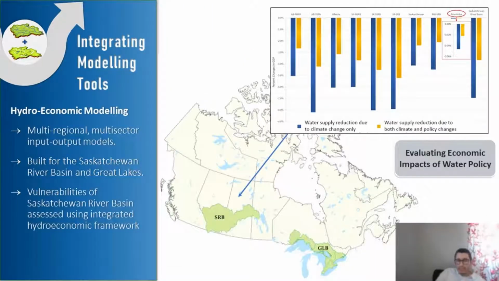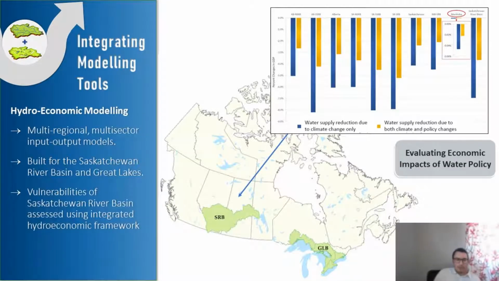As part of our integration, I want to highlight some of our work on hydroeconomic modeling. Our analyses are based on input-output data broken down to sub-basin levels, and we have already developed these for Saskatchewan and Great Lakes River basins. Now integrated into the ModSim platform, we can assess the impact of water policy change and different types of water allocation strategies on the GDP of different regions and provinces.